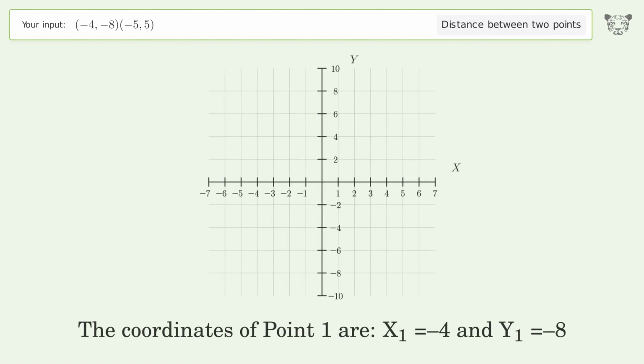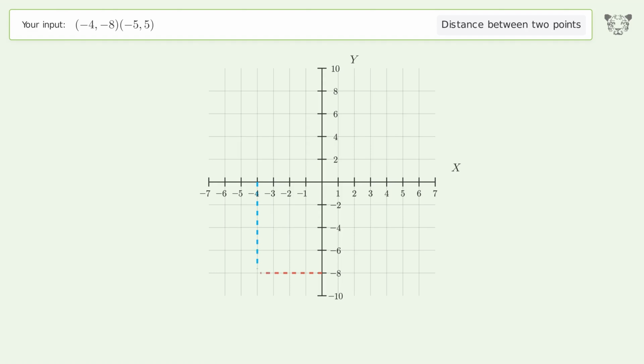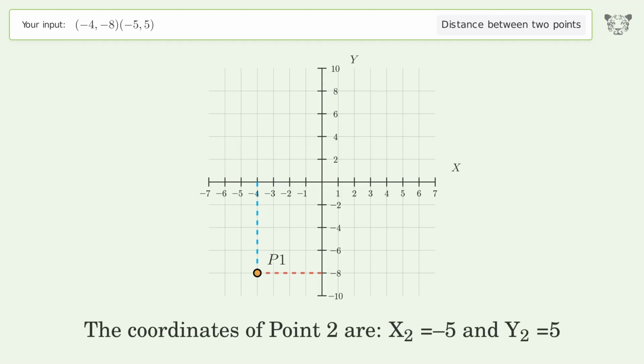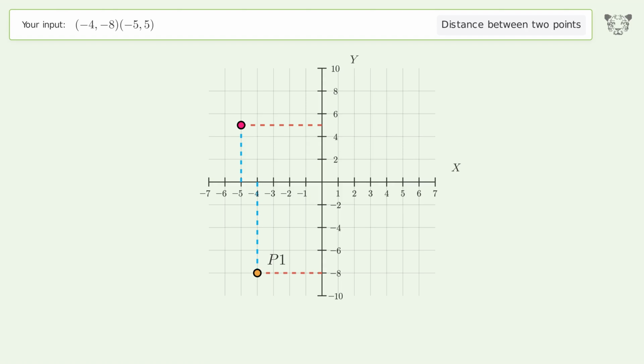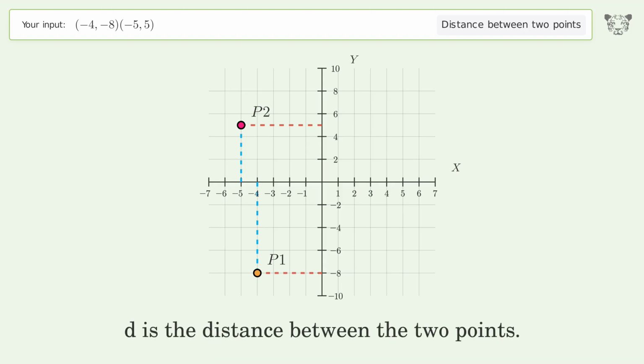The coordinates of point 1 are, x1 equals -4 and y1 equals -8. The coordinates of point 2 are, x2 equals -5 and y2 equals 5. D is the distance between the 2 points.